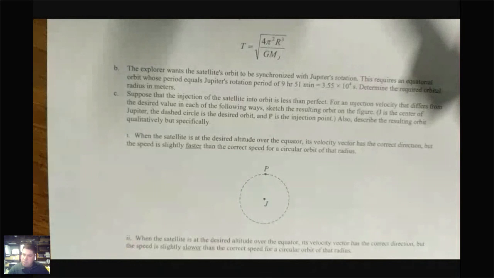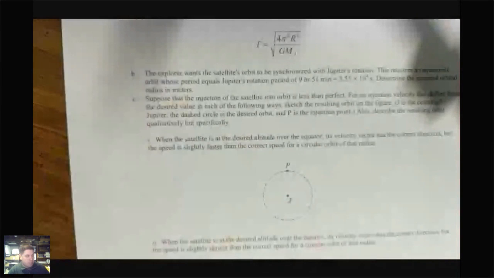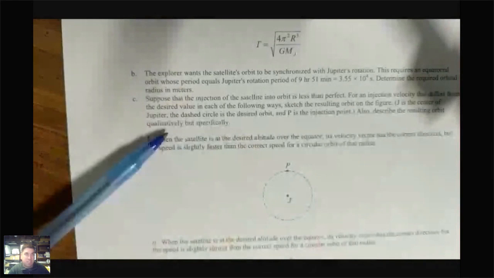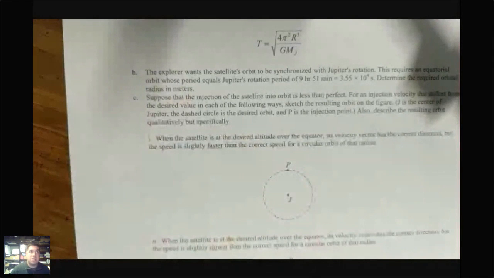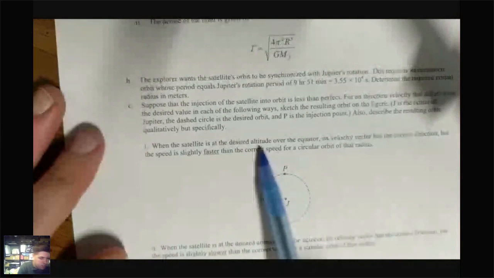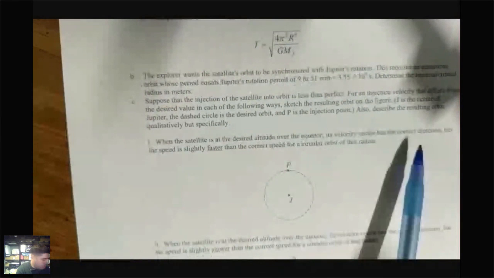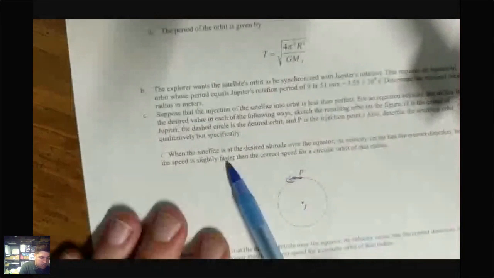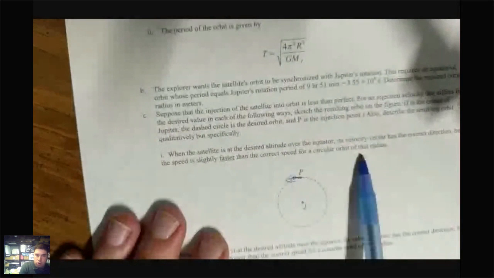Okay, I can see this being one of those qualitative, quantitative questions. This question itself is from 2001, so it was never on an AP1 exam, but it was on an AP B exam. So something like this, where it's qualitatively but specifically, it'd be nice to be able to describe that sort of thing. When the satellite is at the desired altitude, its velocity is in the correct direction, which is good. Our velocity right here is pointing sideways, which it should be, but its speed is slightly faster than the correct speed for a circular orbit of that radius.